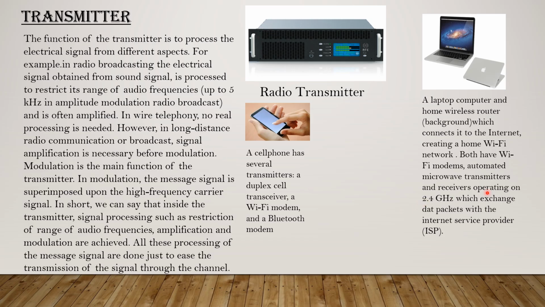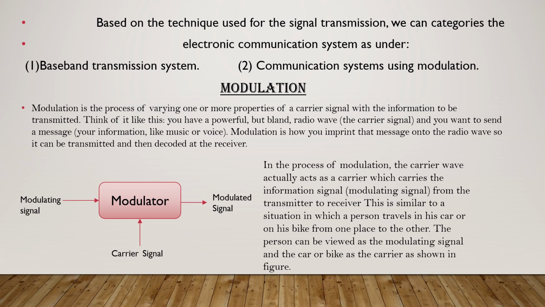Now after the transmitter, we are just going to discuss modulation, and before that, based on the technique used for signal transmission, we can categorize the electronic communication system as under. That is, one is baseband transmission system, and another one is communication systems using modulation. So what actually is modulation? Modulation is the process of varying one or more properties of a carrier signal with the information to be transmitted.